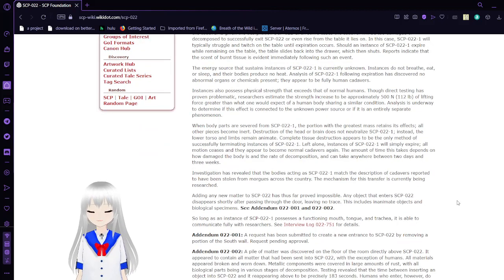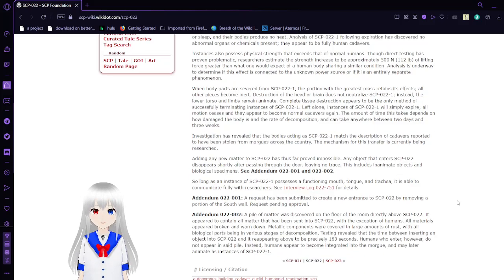The energy source that sustains instances of SCP-22-1 is currently unknown. Instances do not breathe, eat, or sleep, and their bodies produce no heat. Analysis of SCP-22-1 following expiration has discovered no abnormal organs or chemicals present. They appear to be fully human cadavers. Instances also possess physical strength that exceeds that of normal humans.